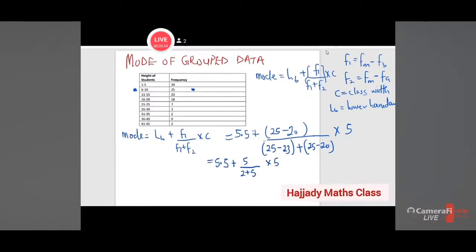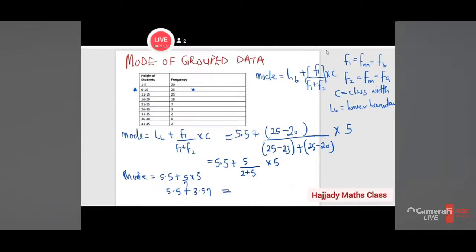And with this, my mode is going to be 5.5 plus 5 over 7 multiplied by 5. So with this, I'm going to have 5.5 plus, 5 times 5 is going to be 25. 25 over 7 is going to give me 3.57. We can add that together.